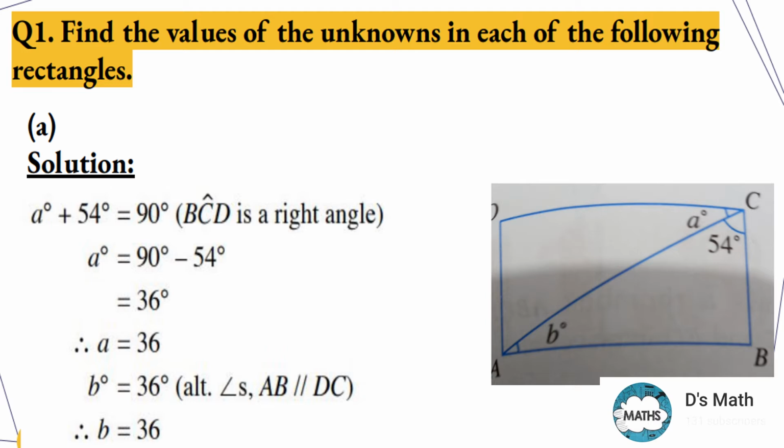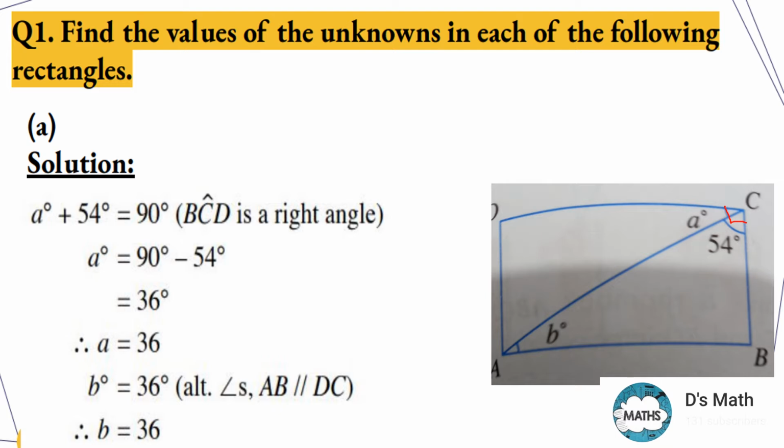Okay, we will start with question number 1. Question number 1 is: find the values of the unknowns in each of the following rectangles. One point is very clear: we are given a rectangle. That means we will solve all the questions using the nature of the rectangle. First thing in a rectangle is all the vertices are of 90 degrees, and the diagonals cross or cut each other. That is very clear.